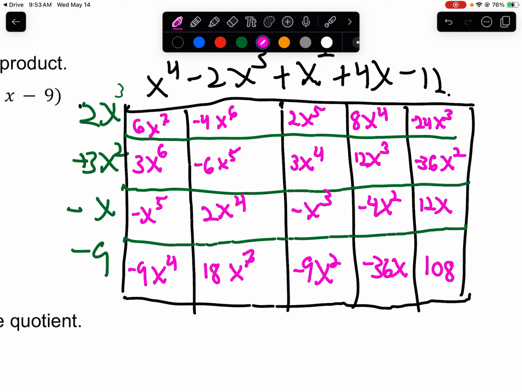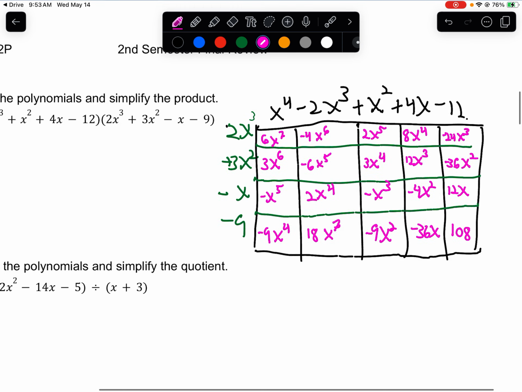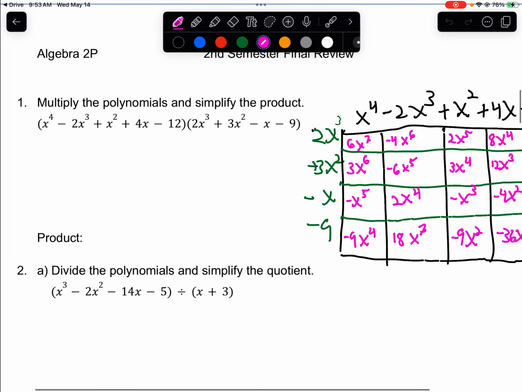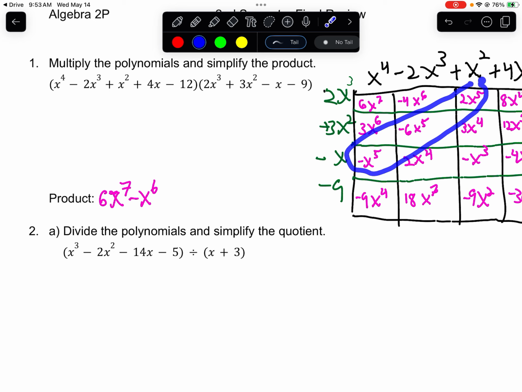All right, so we got all these terms, and it'll be mind-numbing, but since we organized it like this, you'll notice that you'll have, in order, 6x to the seventh, and then you add up down the column or down the diagonals. Those are the only x to the sixth, so that'd be negative x to the sixth. Then these are the only x to the fifths. So you got negative 1 plus a negative 6 plus 2, negative 7 plus 2 is negative 5, x to the fifth.